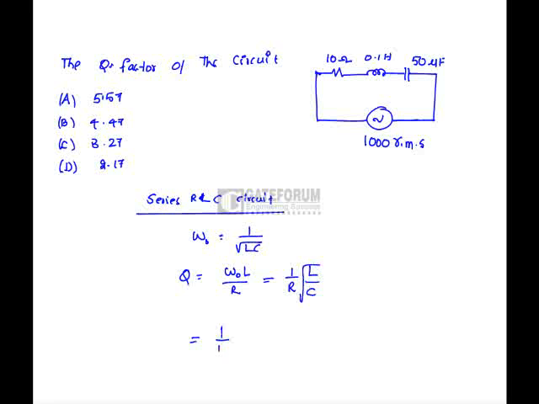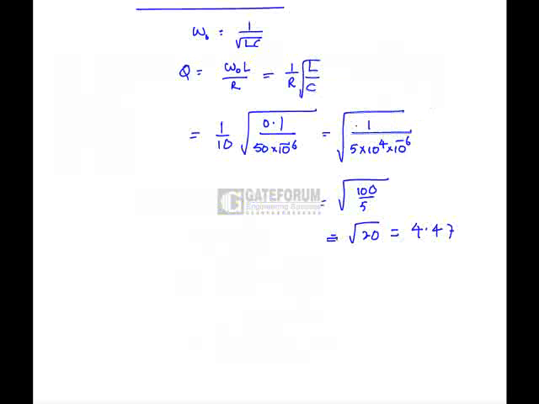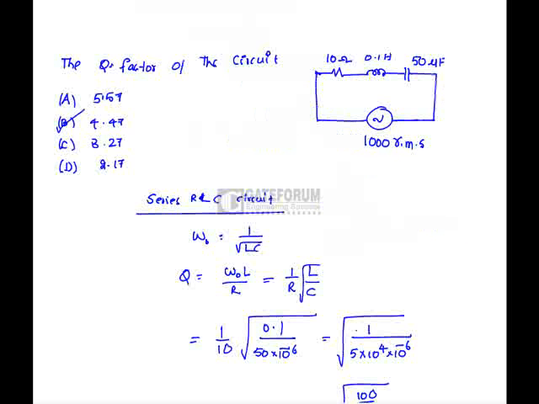So 1 by 10 under root L is 0.1, C is 50 into 10 power minus 6. If we solve this one, we will get it as 4.47. Hence option B is correct.